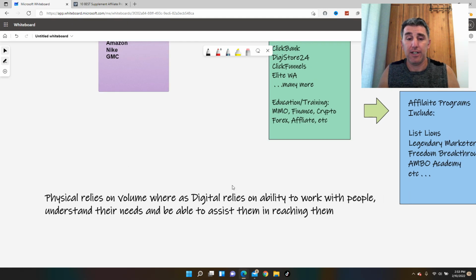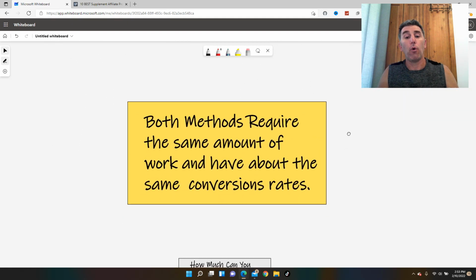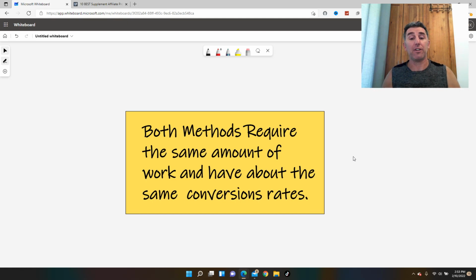It's foolproof. It works every time. Both methods require the same amount of work and have about the same conversion rates. So think about that. If you're going to work 40 hours doing low ticket to moderate ticket stuff, you will make the same amount of sales as if you did a high ticket, but the amount of money you make will be drastically different. You do 1,000 sales on low ticket, you might end up with $150, $200, $300.